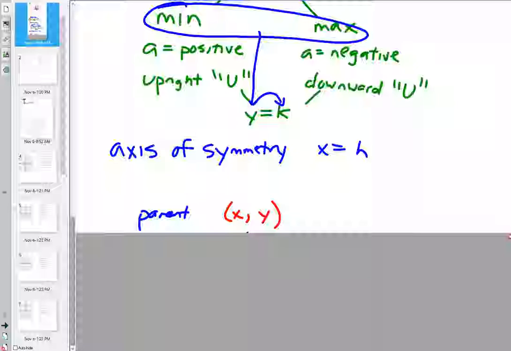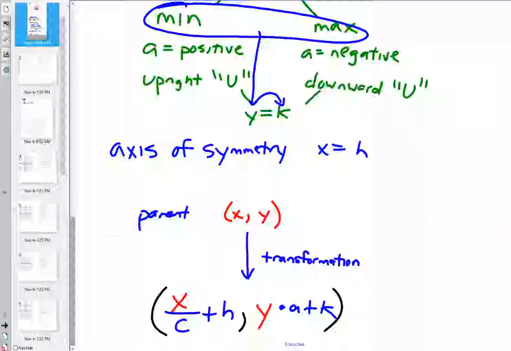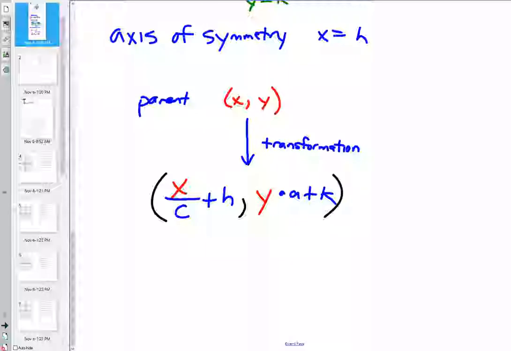The last point, we're still going to use that axis of symmetry to flip it over. We're going to use an axis to flip. But we still need one extra point to find. Yesterday we used substitution. Today we're going to use transformations. This is the formula that we can use to transform a parent function. Because I got rid of this c, go ahead and just write it this way: x plus h and y times a plus k. Oh wait, I don't get it.